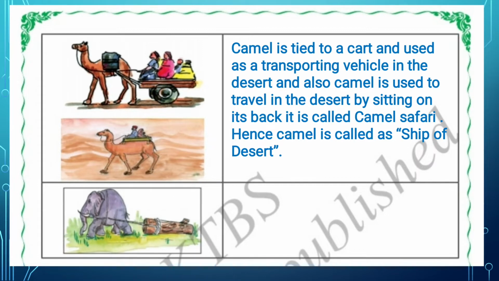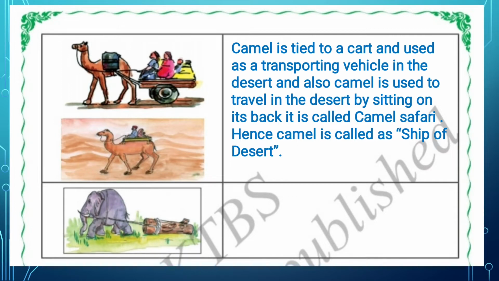In desert areas, as camels are mostly found there, they move easily in the sand. They are used as transporting agents. The camel is tied to a cart, like how a horse is tied to a cart, and they use it for moving from one region or area to another, or from one place to another.